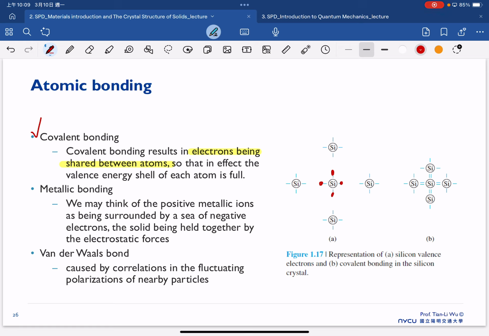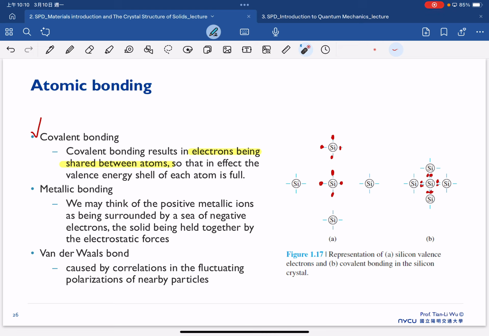Now if you look at the silicon atoms nearby, we still have 4 as well. So now if we push these 2 silicon atoms together, we can form covalent bonds. In the end, we can have 2 electrons connecting the silicon to silicon. So that's the idea of covalent bonding. And the next one is metallic bonding. This is many positive metallic ions being surrounded by a sea of negative electrons, solely held together by the electrostatic force. So that's a way to try to understand metal.